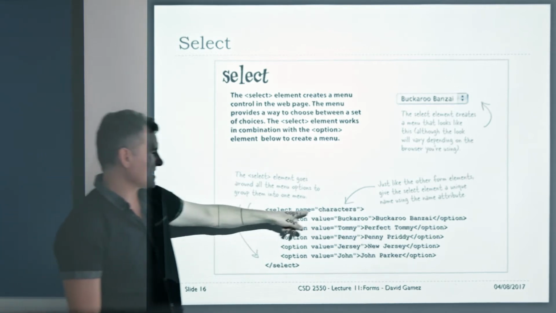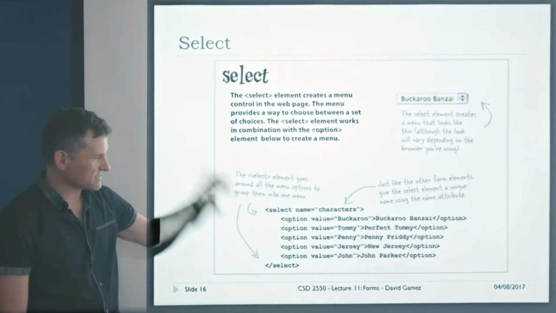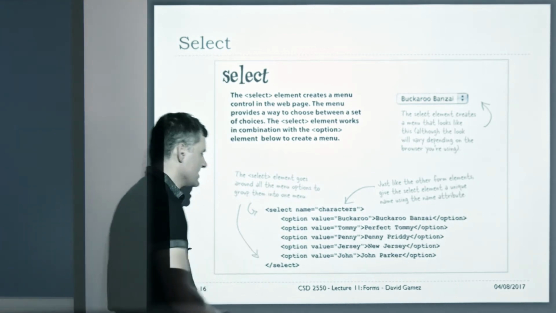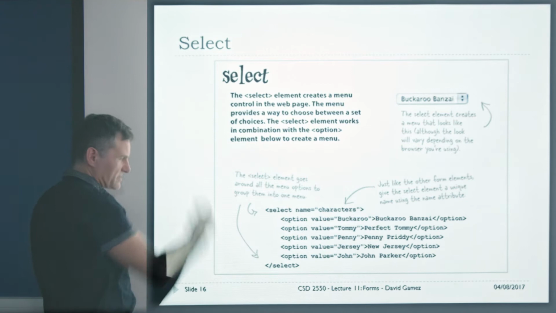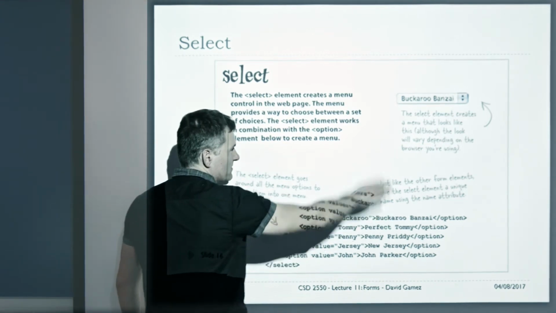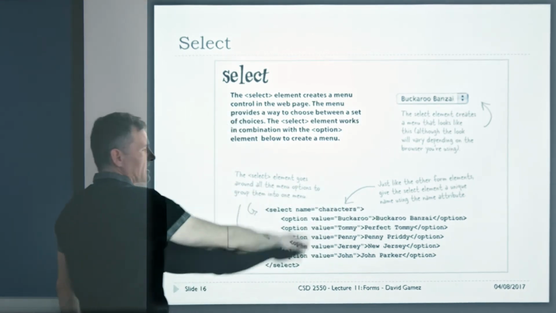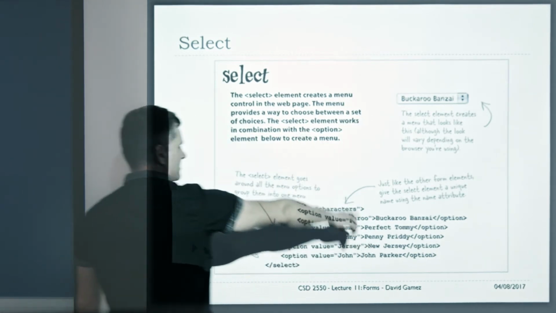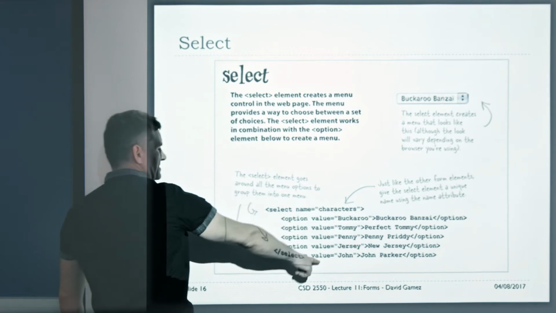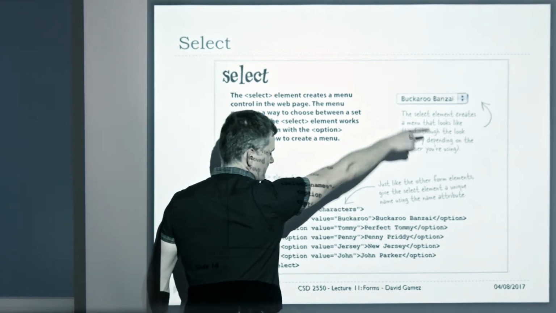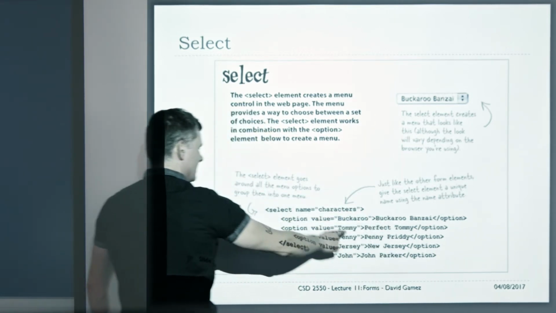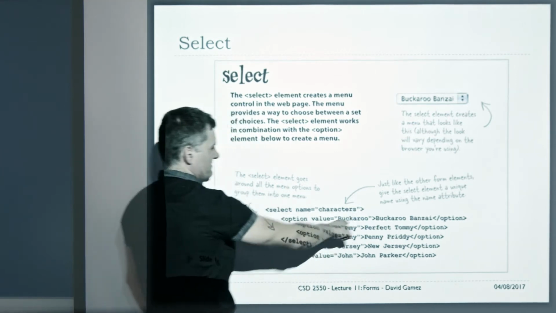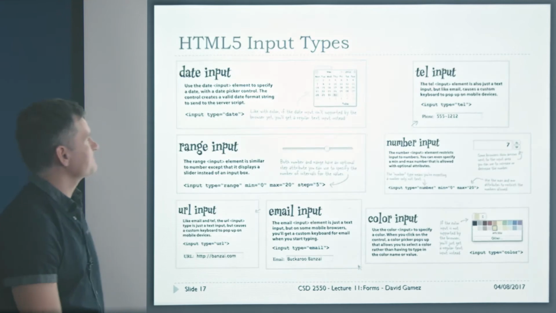So here we have a select. It's not an input in this case. We use the select HTML element. Within the select, we have a bunch of options. And we have a value for each option, but also the text that the user sees. So the value is what the server sees. The text is what the user sees. So if the user selects Buckaroo Banzai, the server will see a value of Buckaroo in that case.